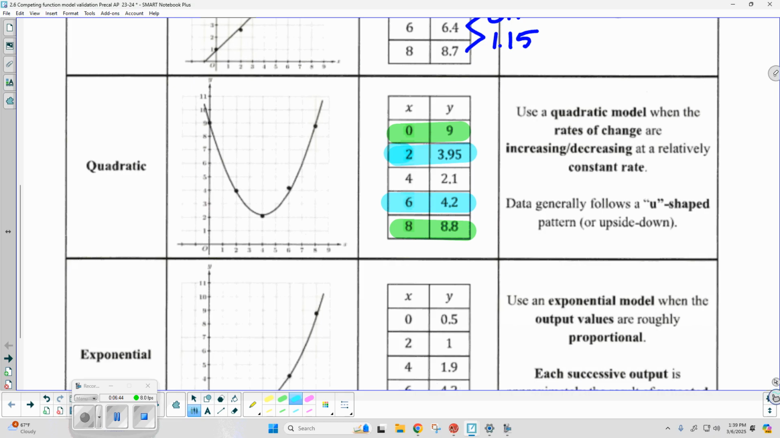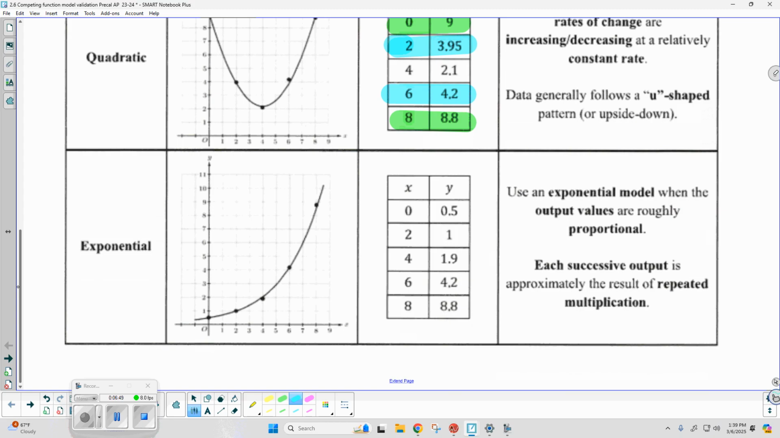Is everybody okay with that? Okay. And then this is what we've been talking about a lot over the past couple of weeks: exponential. Use an exponential model when the output values are roughly proportional. Now remember, this says each successive output is approximately the result of repeated multiplication. So I should be able to take the first value, the y, multiply it by some value all the way down the line and generate that pattern. Let's see if that's what we have here.